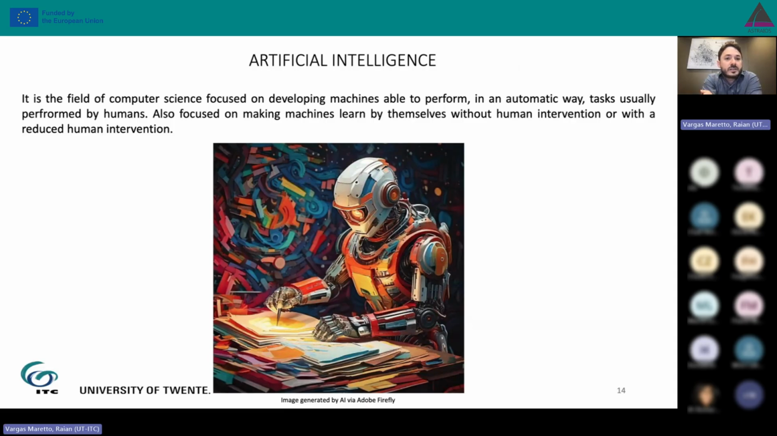So artificial intelligence is the field of computer science that is focused on developing machine learning and other algorithms that make the computer able to perform in an automatic way tasks that are usually performed by humans. So artificial intelligence is a broader field that focuses on the interactions of the computer with the environment, how the computer learns from that environment, but also how the computer takes actions based on that learning process.